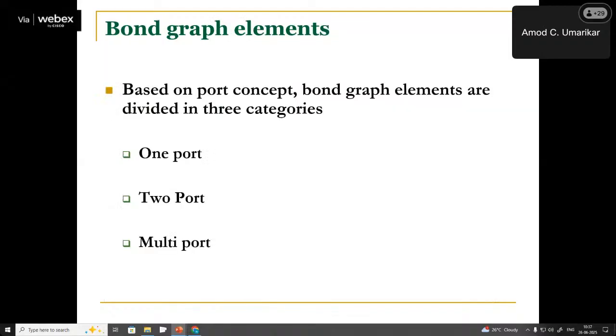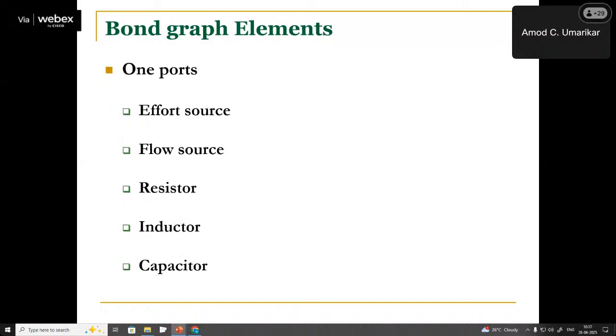Now, based on ports, bond graph elements can be divided into three categories. One is one-port elements, another is two-port elements, and third is multi-port elements. So which are the one ports? One ports are effort source, flow source, resistor, inductor, and capacitor.